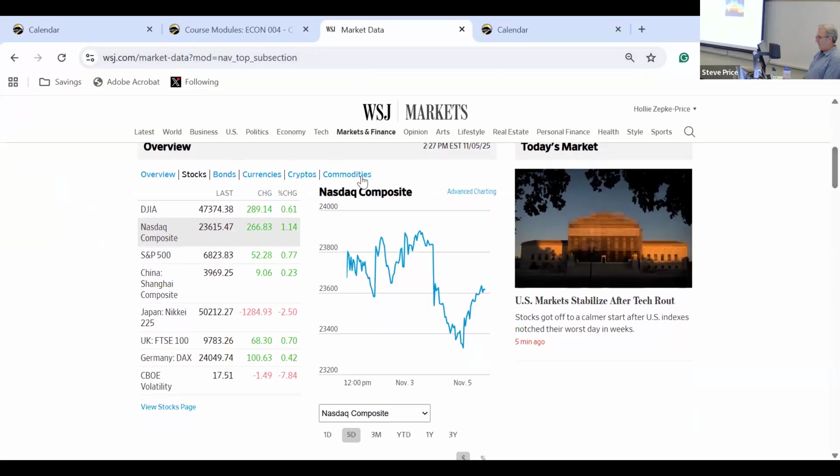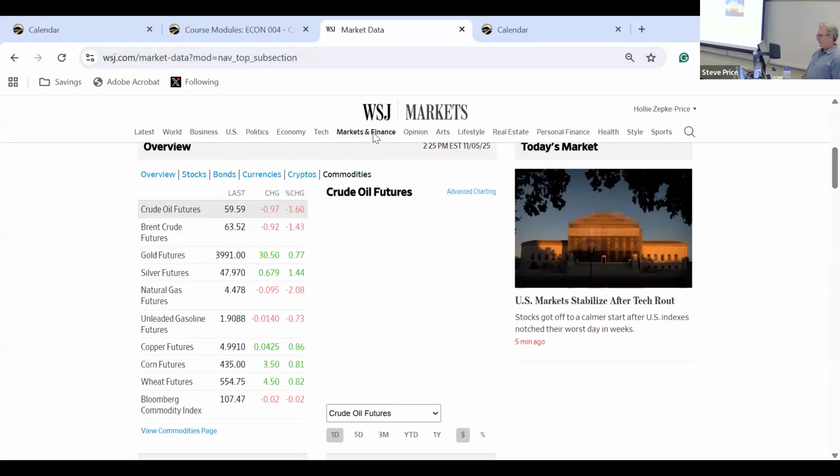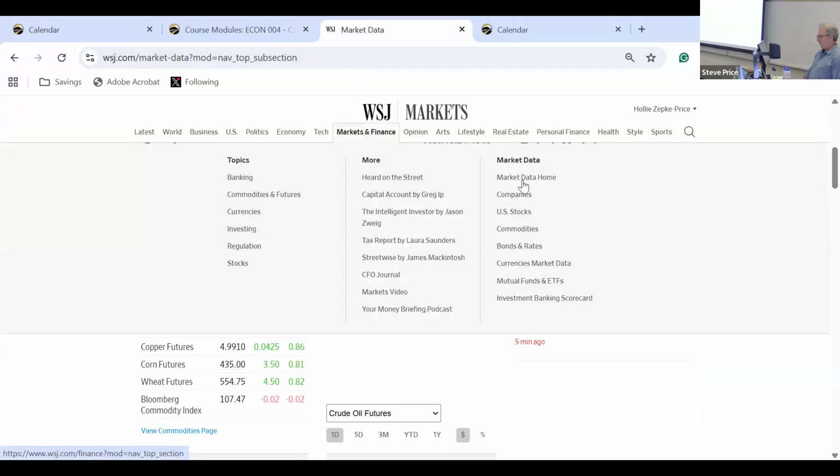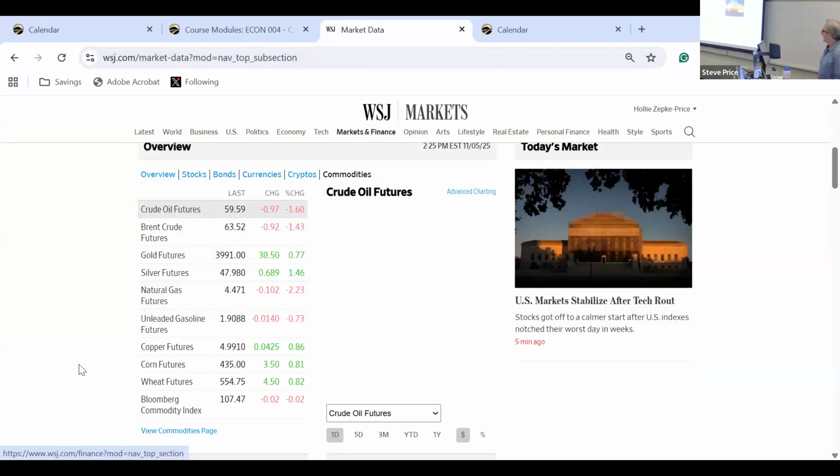Right here, commodities. If you go to the Wall Street Journal, Finance and Markets, Market Data Home, you can come here and notice what we're looking at here. Wheat and corn, right? Farmers. Copper, silver, gold, miners. Crude oil, Brent crude oil, natural gas, unleaded gas. These are drillers. These are refiners. Let's forget about that. But all of these are set on a world market price.